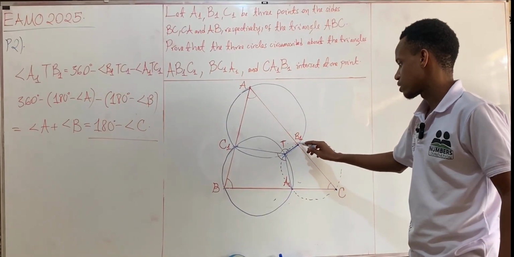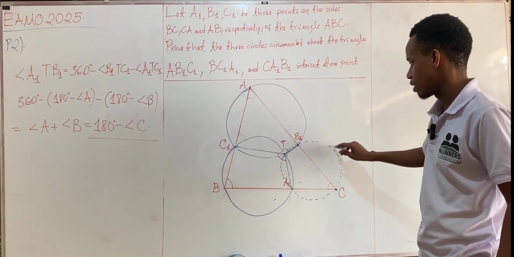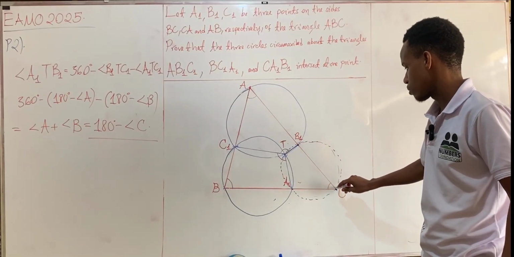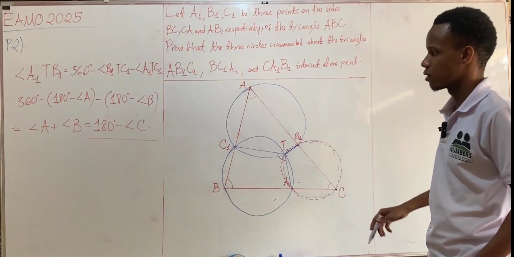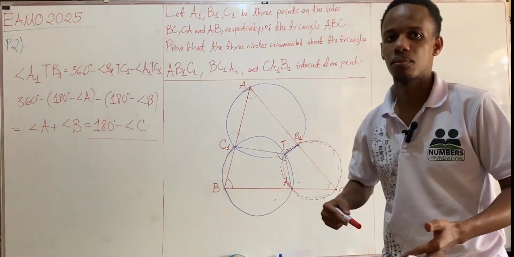So we must conclude that these 4 points have to be concyclic. In other words, they all lie on a single circle. And with that, we are done with this problem.